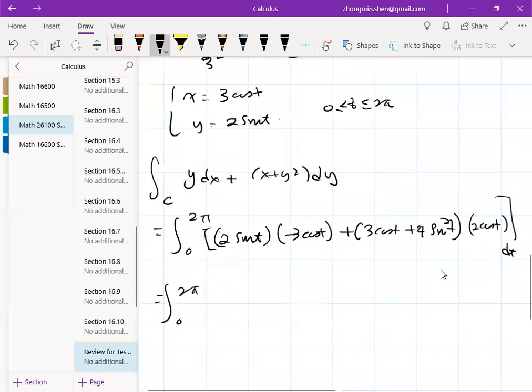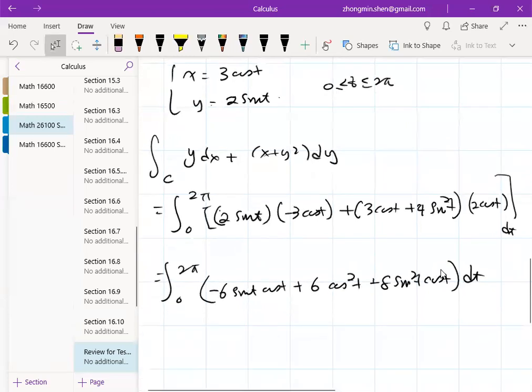So maybe you can evaluate this integral, but it takes too much time. So you are going to get negative 6 sine squared t plus 6 cosine squared t plus 8 sine squared t cosine t, dt. I think the first term is going to be 0. The second term, yeah, it's not too bad. Eventually, you're going to get 0.